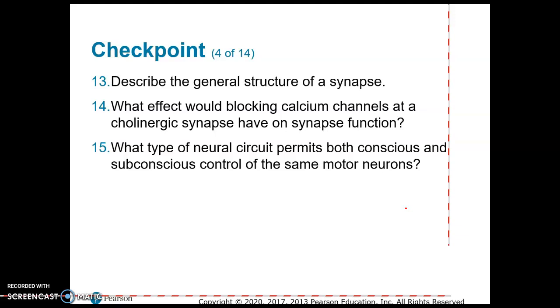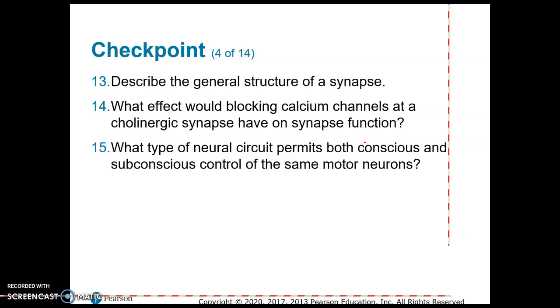organ or target, okay? Question 14: what effect would blocking calcium channels at a cholinergic synapse have on synapse function? We didn't really go into that much, but I can explain it this way. This is another way of saying, what effect would blocking calcium channels at a neuromuscular junction, like we saw in chapter 7, have on synapse function?